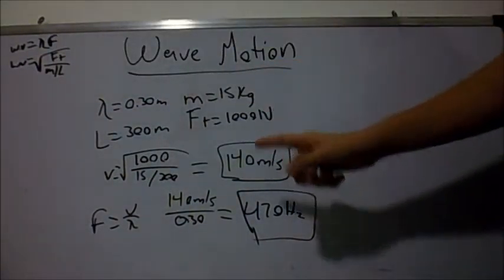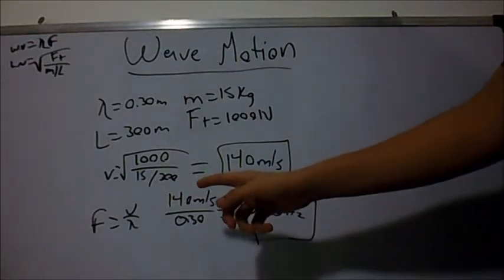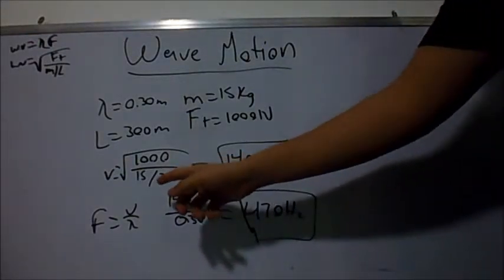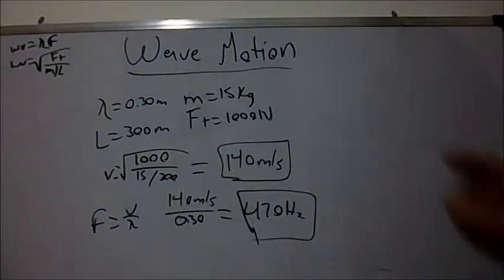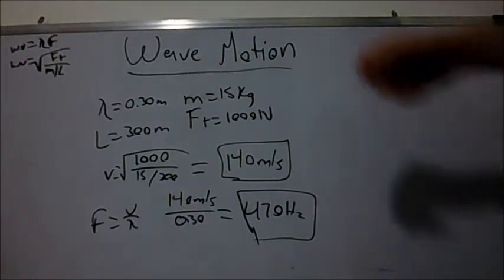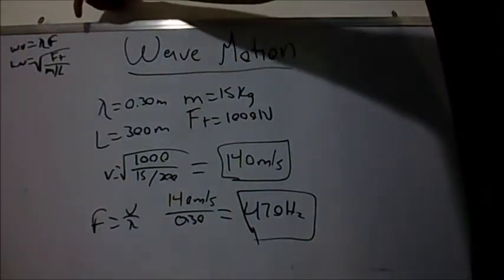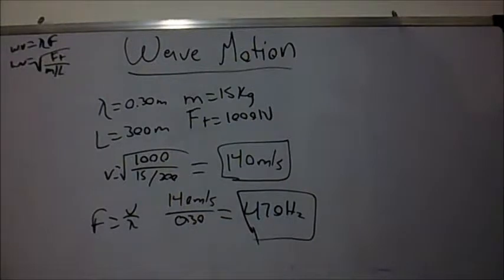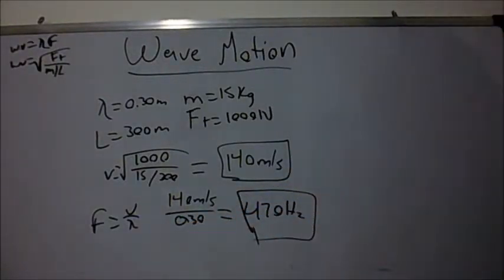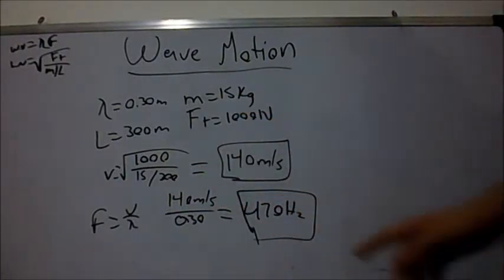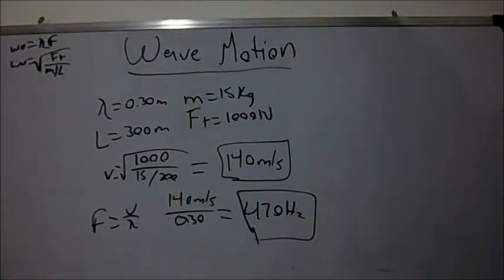We plug in the values that are given to us and we get that its velocity is the square root of 1000 over 15 over 300, which equals 140 meters per second. Then they ask for the frequency of the wave. If you rearrange the first equation of wave velocity, which is wave velocity equals wavelength times frequency, you get that the frequency equals velocity over wavelength. You got velocity in the first part of the exercise, so it's 140 meters per second over 0.30, which equals 470 hertz.